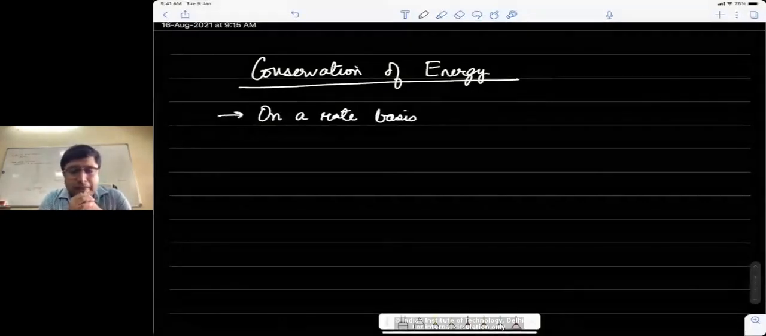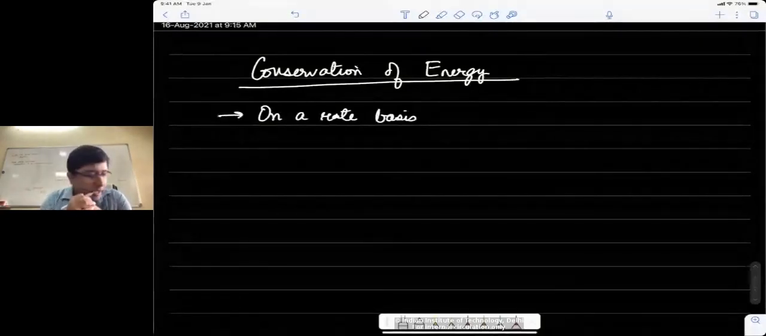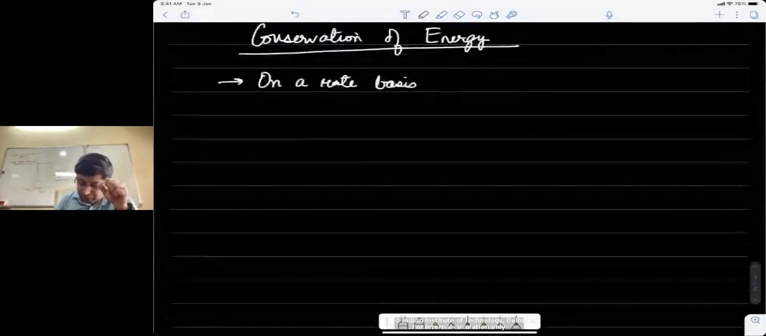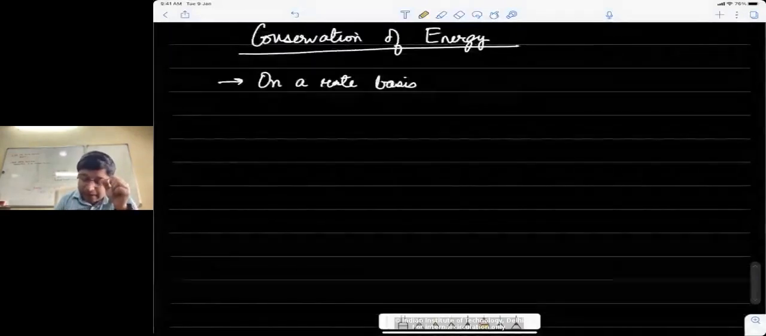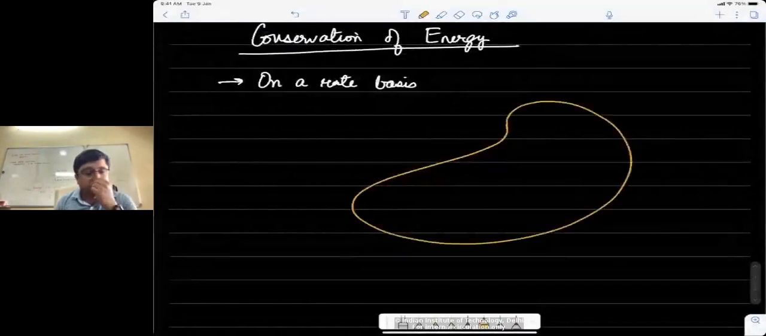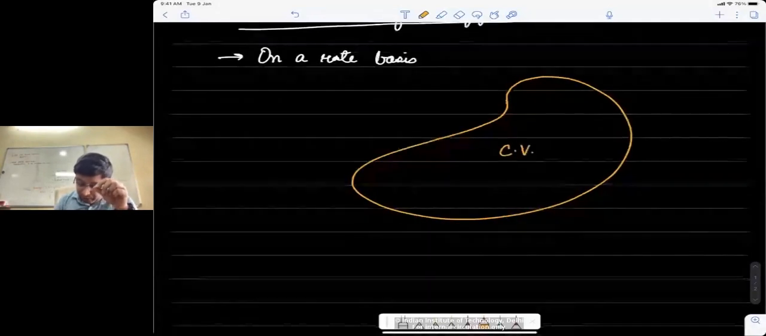When you apply it on a rate basis, we will typically formulate the law applied to a control volume. So basically, we will use an Eulerian method rather than the Lagrangian scope to define the conservation of energy. What it requires is that we identify some kind of a control volume where some kind of flow is taking place. So let's say this is the control volume.